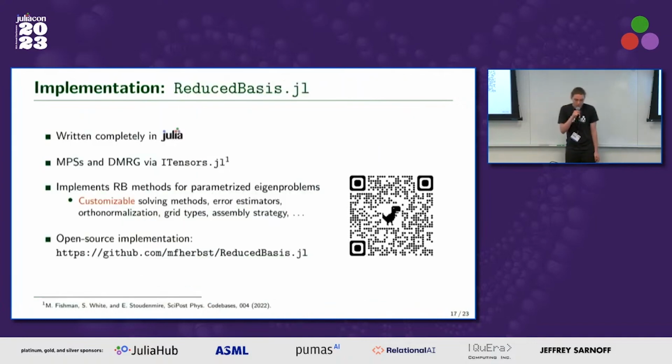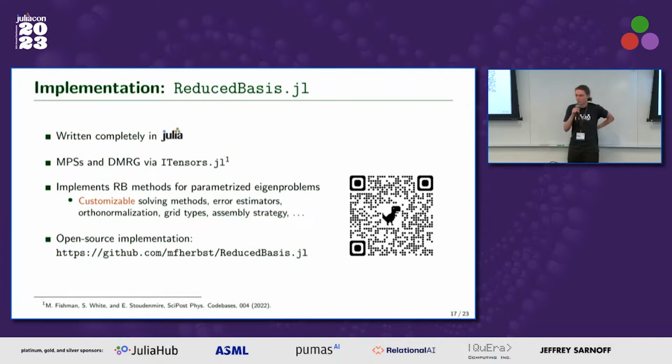Okay, then let's talk about the code side of things. So we coded up this package called ReducedBasis.jl. And it comes as no surprise that this is written entirely in Julia. And for all the matrix product states and DMRG functionality, we use the ITensors package, which I guess many of you are very familiar with.